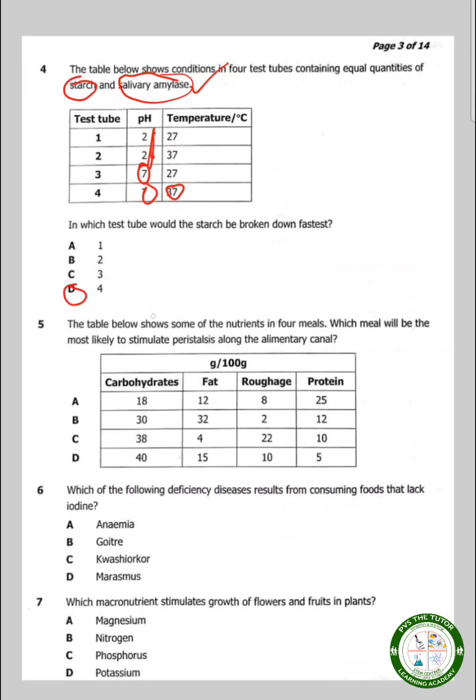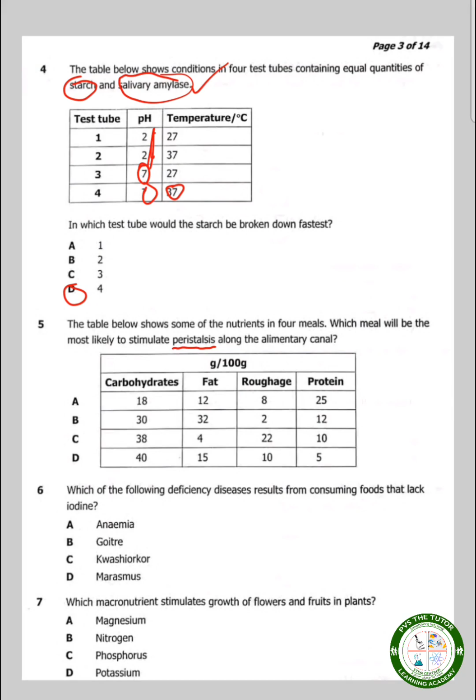Question 5 says, the table below shows some of the nutrients in 4 meals. Which meal will be the most likely to stimulate peristalsis along the alimentary canal? First, you have to understand what peristalsis is. Peristalsis is the rhythmic contraction and relaxation of circular and longitudinal muscles as the bolus is moving down the alimentary canal. So, what constitutes peristalsis?